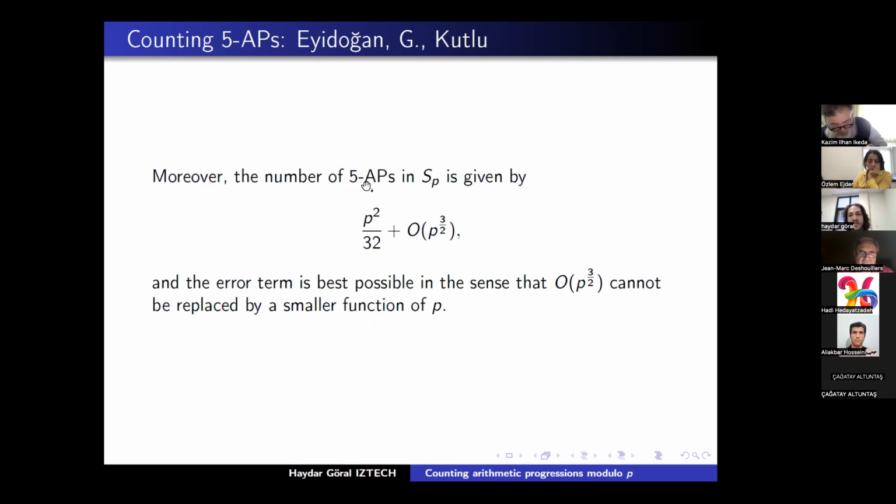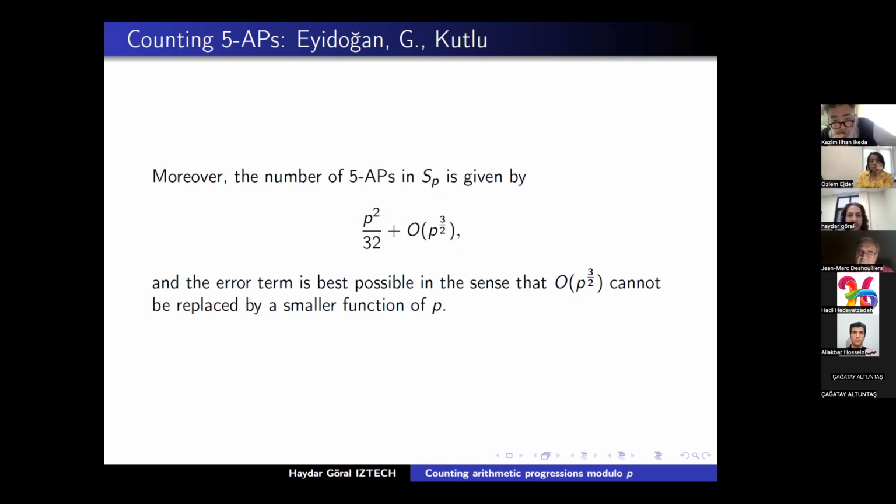The number of 5 APs in squares is again given by the expected main term, p squared over 32. This is 2 to the 5. And actually this error term, p to the 3/2, is also inevitable. I mean, it is best possible. So you cannot apply the Sato-Tate conjecture immediately, but at some point you can do some other stuff. Eventually those curves are related in a sense, but then you manage to prove that this error term is inevitable.